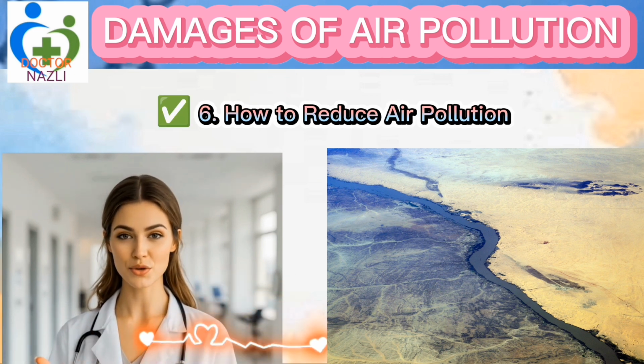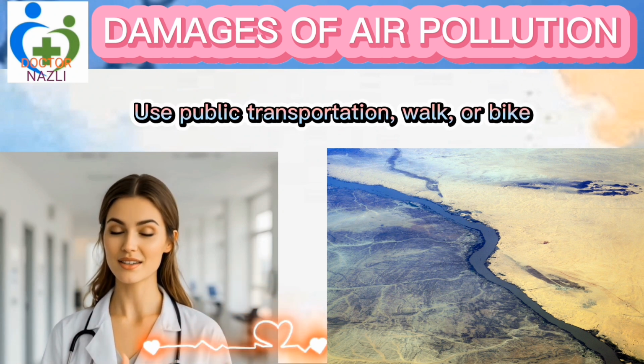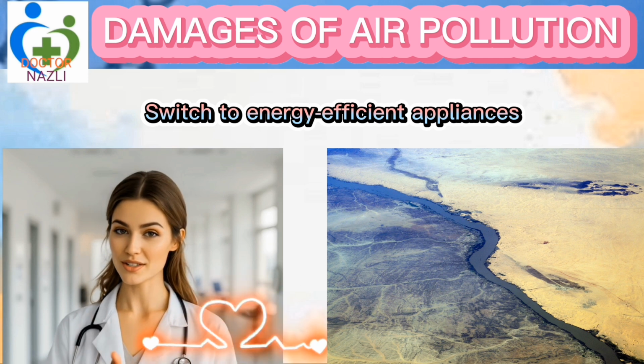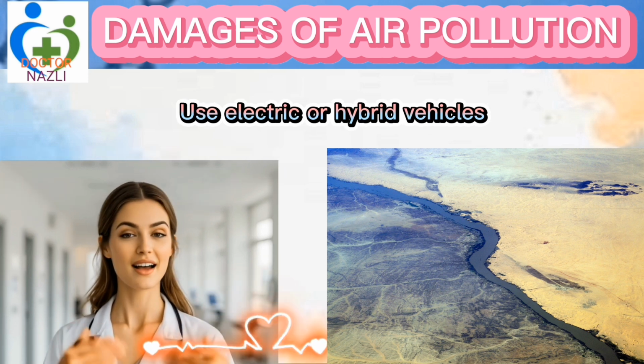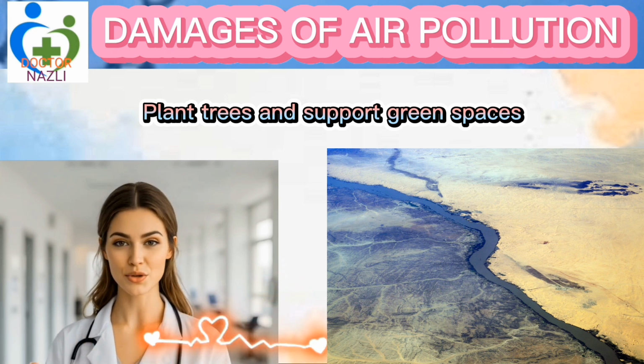6. How to reduce air pollution. On a personal level, use public transportation, walk, or bike. Switch to energy-efficient appliances. Use electric or hybrid vehicles. Plant trees and support green spaces.